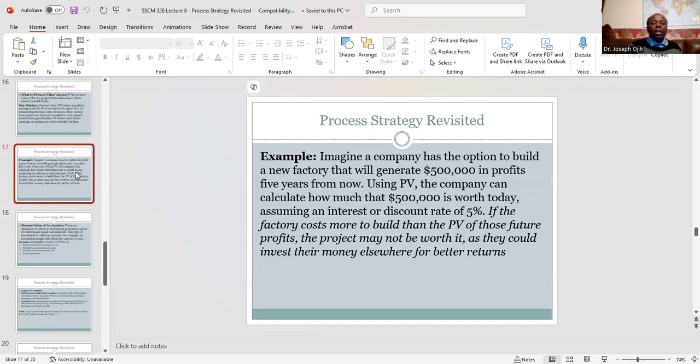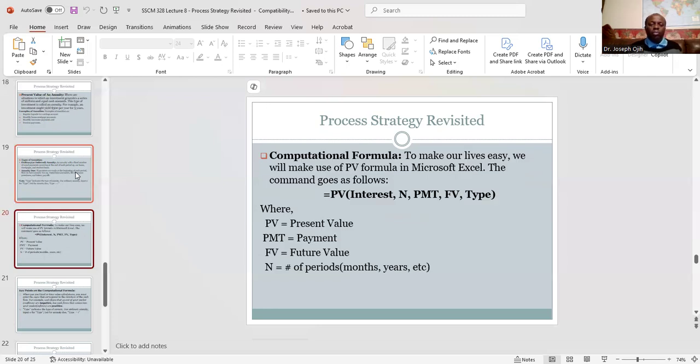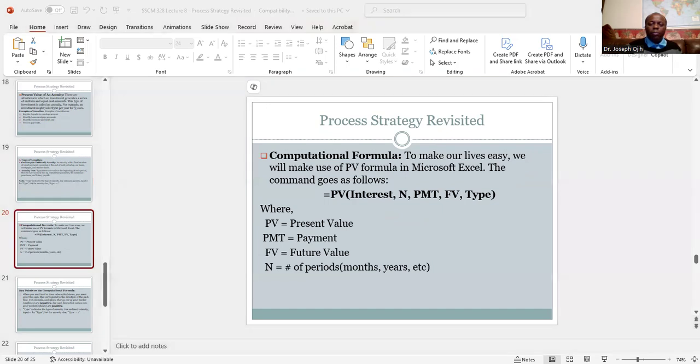Now, I'll give you a quick example on how to calculate the present value for a project. Look at the few things we need to know. First, you can use the formula method or the Excel method. The one we are going to do tonight will be the Excel method for finding the present value. For that, you use this Excel formula that you see on the screen, where PV represents the present value, PMT represents the payment, FV represents the future value, and N represents the number of periods, which can be months or years.